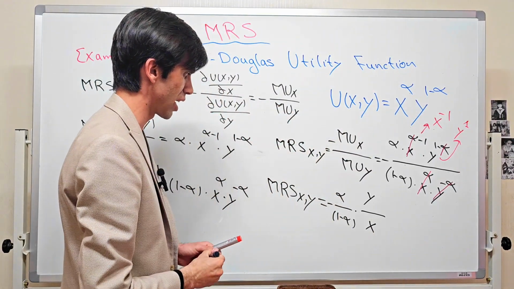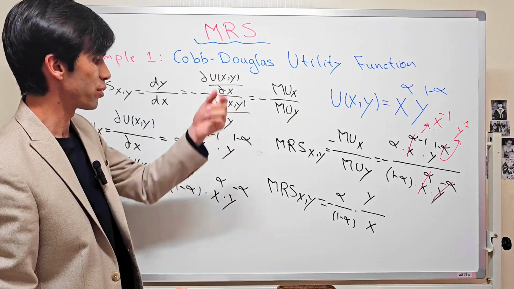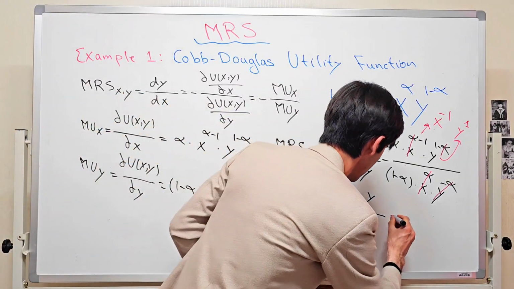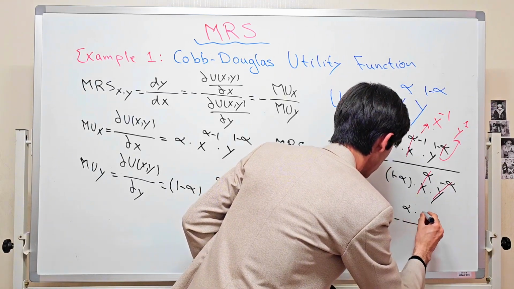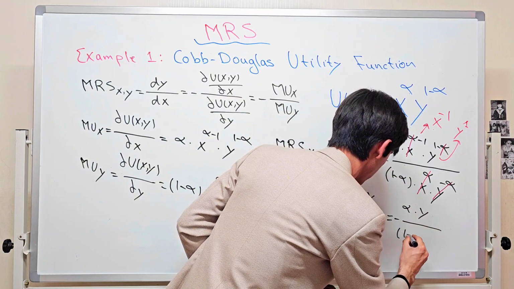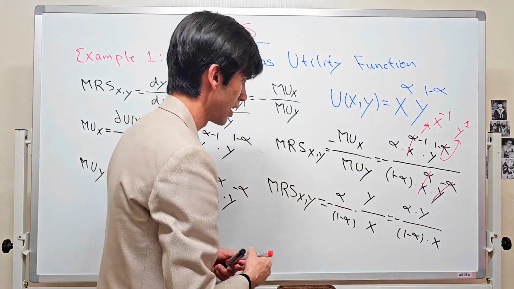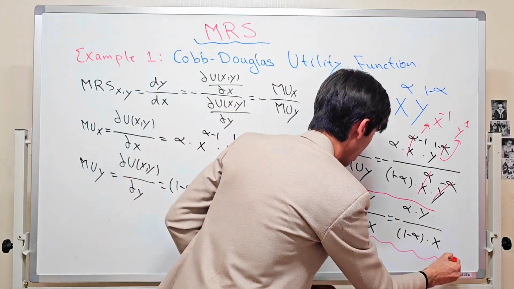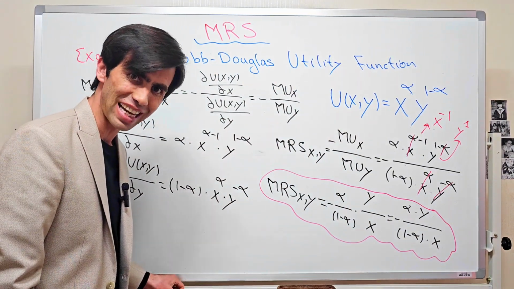So this is the marginal rate of substitution of x for y for a Cobb-Douglas utility function, or we can write it more fully as alpha multiplied by y divided by 1 minus alpha multiplied by x. This is the marginal rate of substitution of x for y for a Cobb-Douglas utility function.